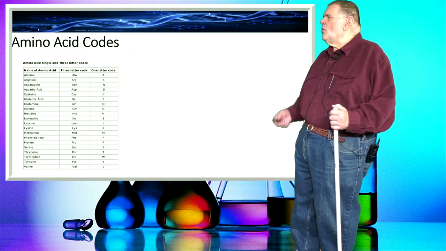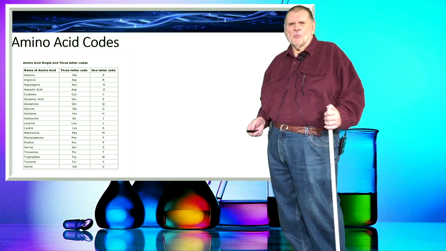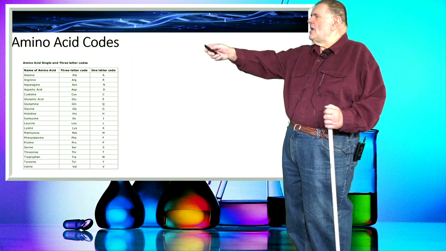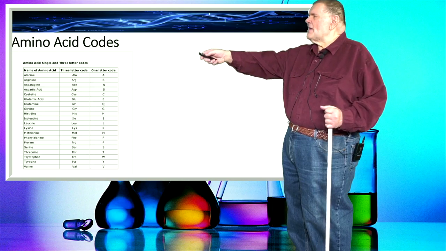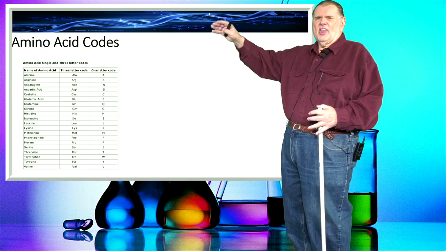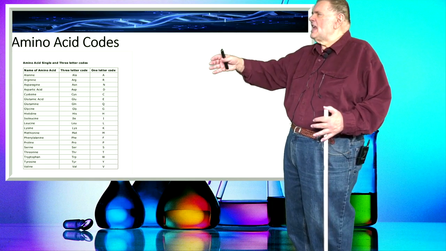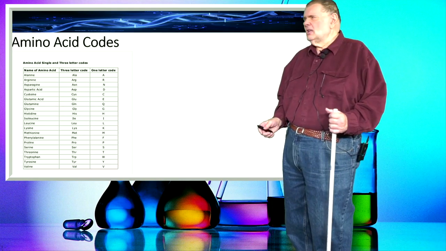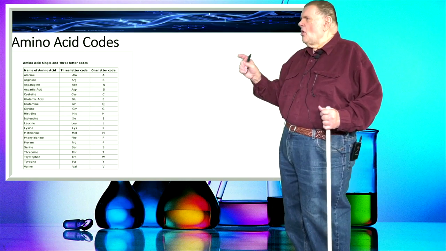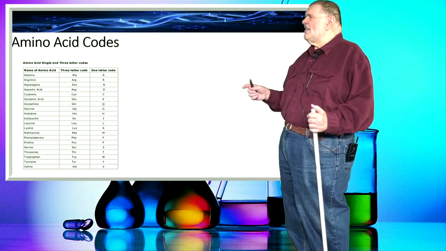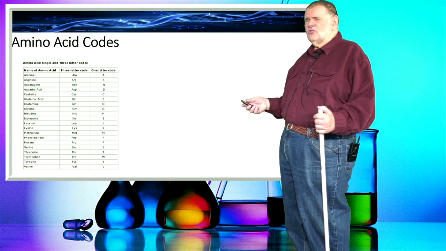And this is the old table that was used that shows that for each amino acid, these are the abbreviated letter codes for the names. So the arginine is ARG. And then there's also one letter codes that can be used for those amino acids. So the arginine becomes just R.